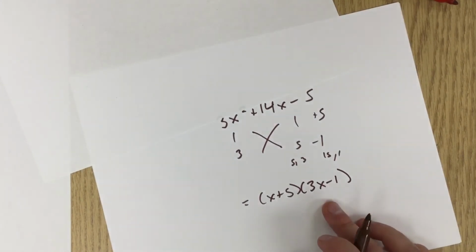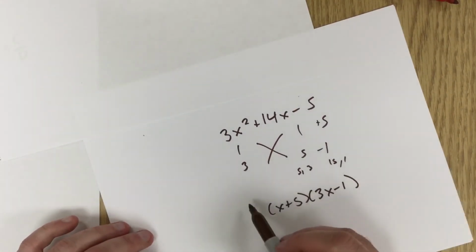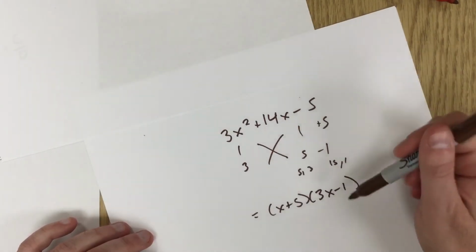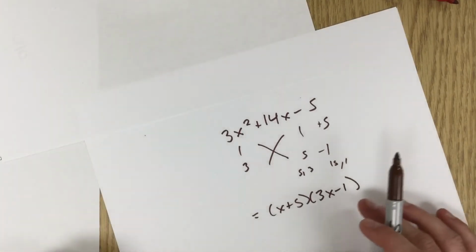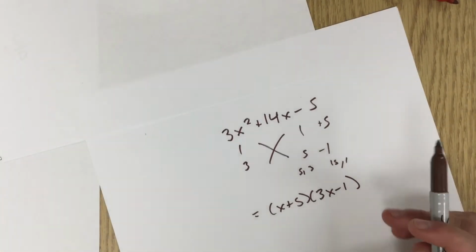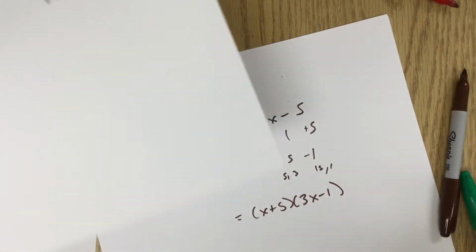I'm not going to explain how I got that. That's a different lesson. But there's a number of ways you could do it. You could do it by decomposition. You could do it by box method. This is kind of a modified guess and check type situation. So that's going to factor into this.